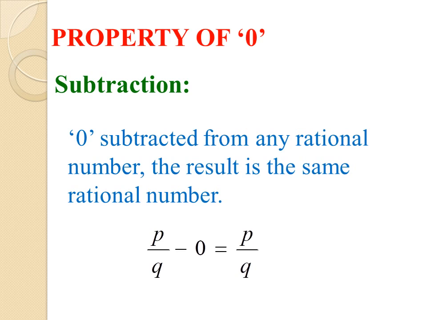But when you change the order, as you all know already, 0 minus p by q, you will not get the same answer p by q. You will get minus p by q. So 0 is not an identity for subtraction. It is an identity only for addition.